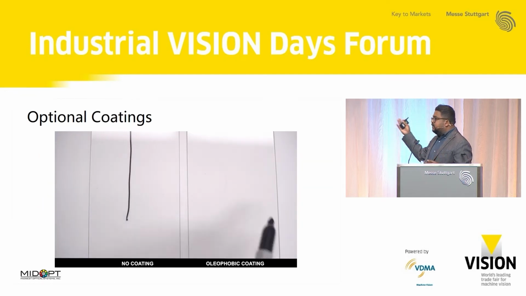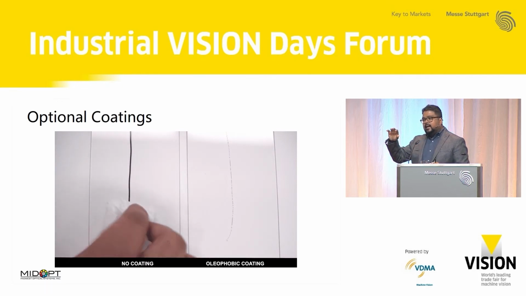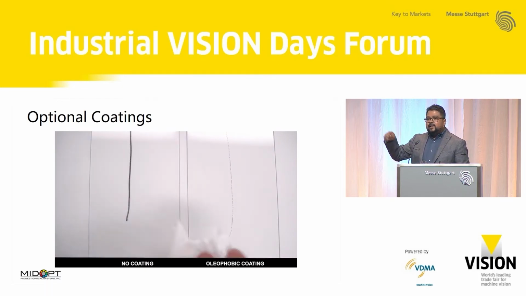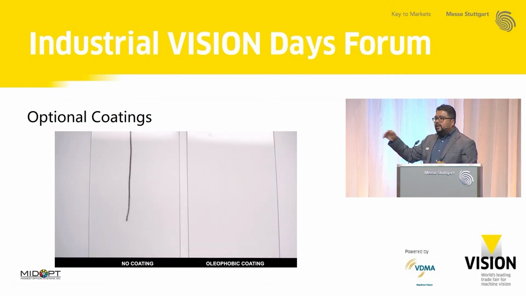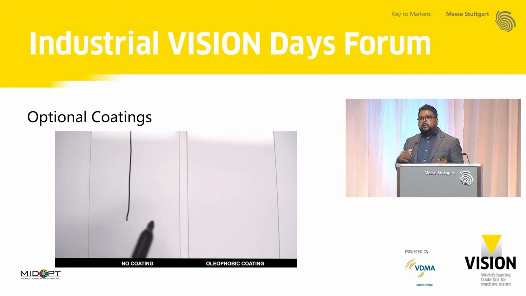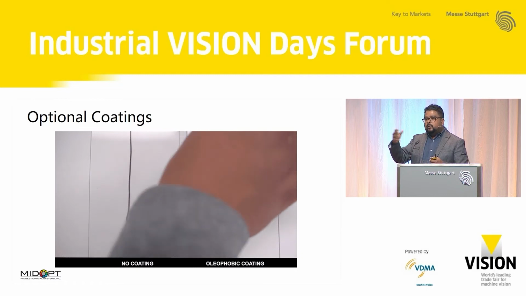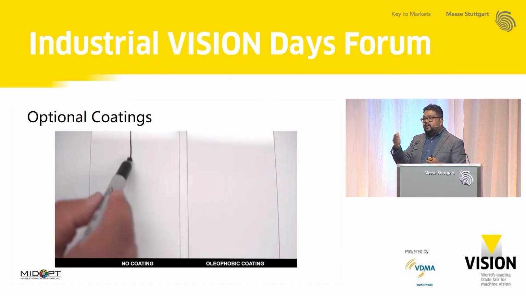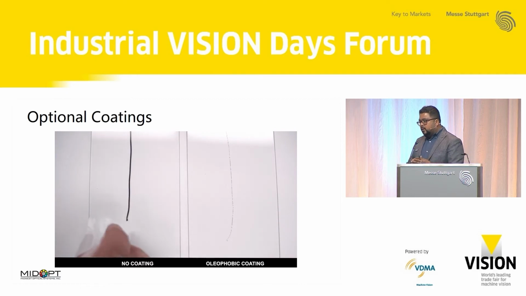You can see that in this example here, we have one that's coated with oleophobic, one that's not. I'm using a permanent marker there. You can see that the side with the coating cleans off very easily. So think about if you're in an environment that has grease or liquids. You want to be able to clean your system very easily or prevent any issues or marks from appearing on your system. This is a great coating to have.